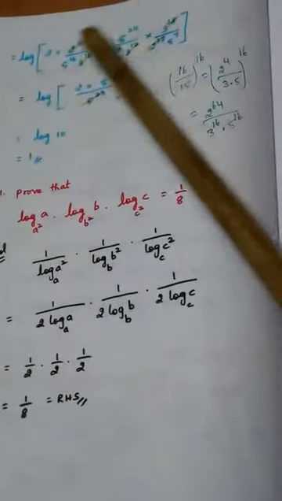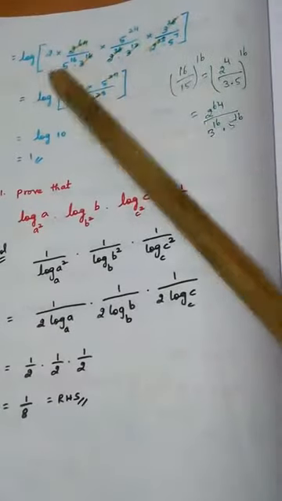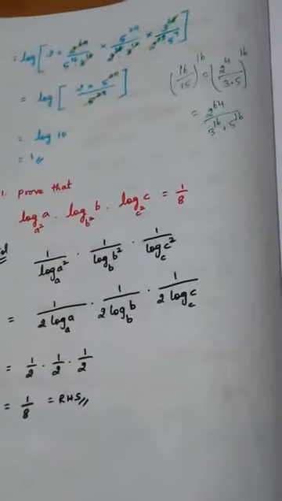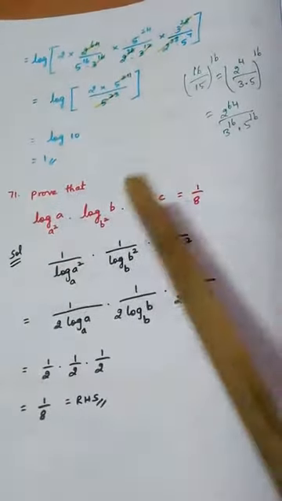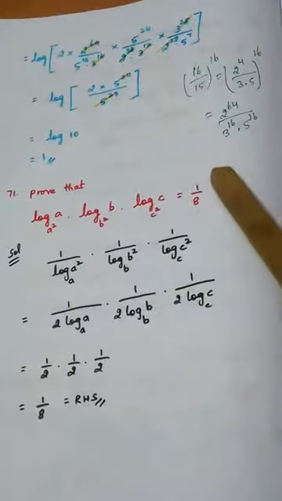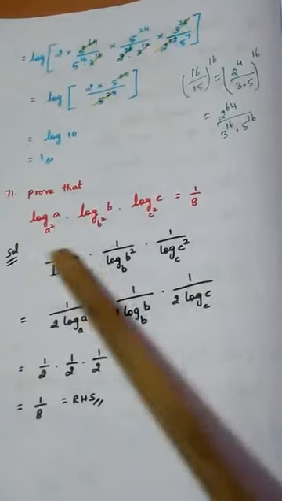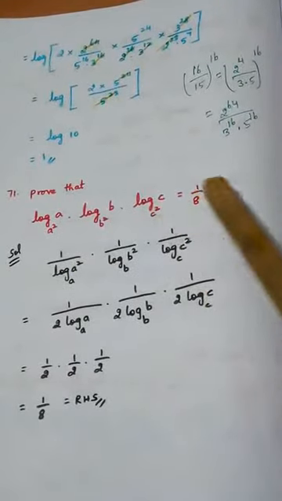So try to understand the calculations. Do it by yourself in your rough notebook and understand. Problem number 71. Prove that when we multiply these 3, the answer is 1 by 8. See the question. When we multiply these 3, the answer is 1 by 8.